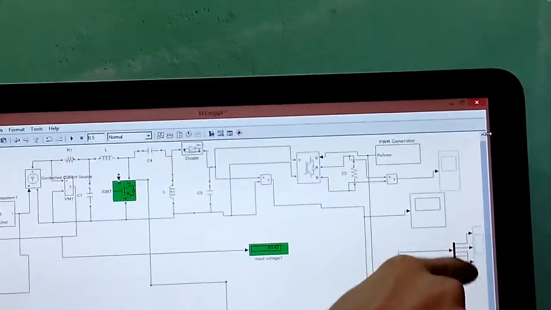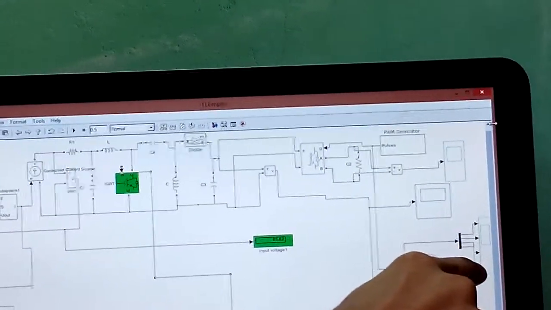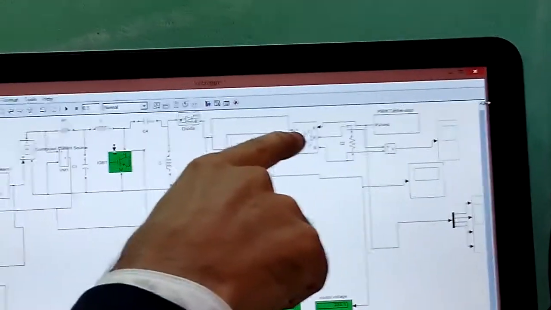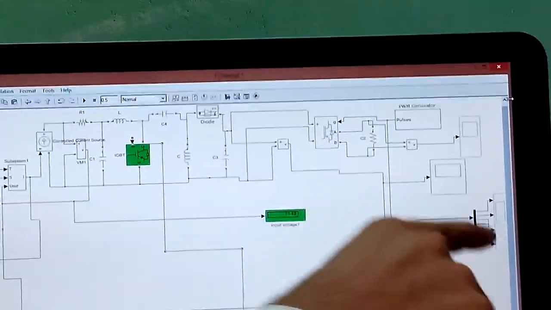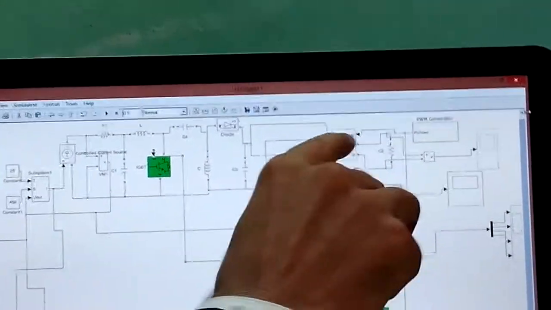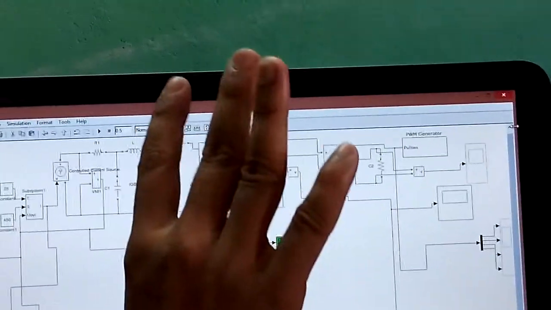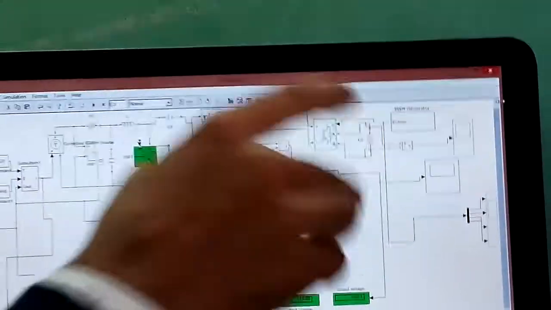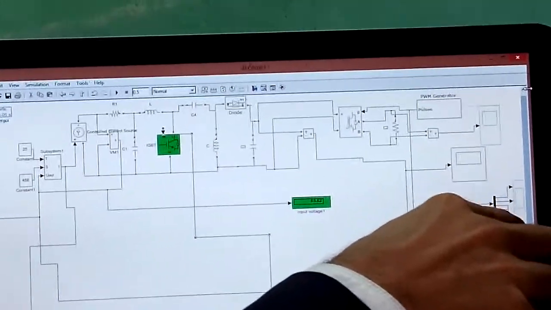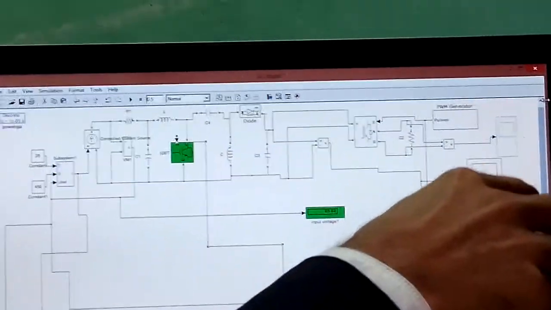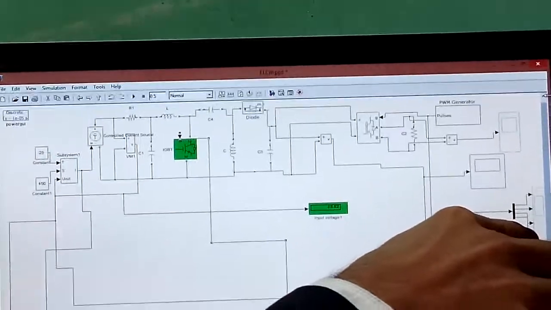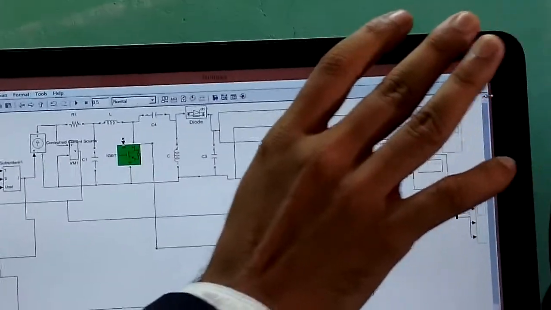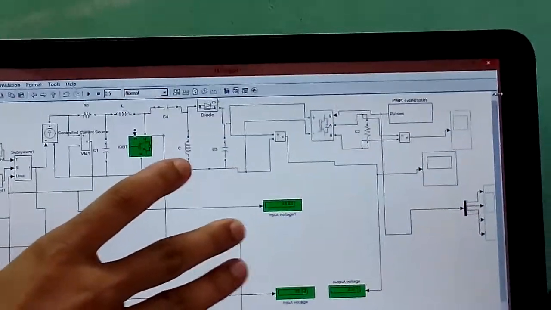Through this, there are four indications given here. First for one MOSFET, second for the second MOSFET, third for the third MOSFET, and fourth for the fourth MOSFET, because in this inverter we are using four MOSFETs. That's why it is indicated by four lines, four arrows. So this is the PWM generator output. This is our whole simulation part.